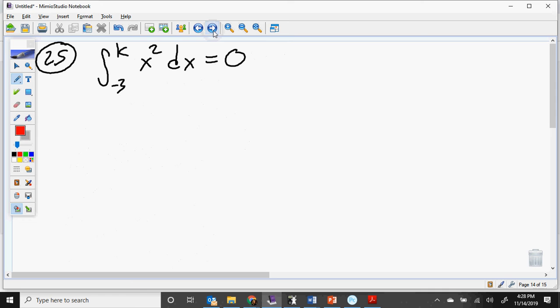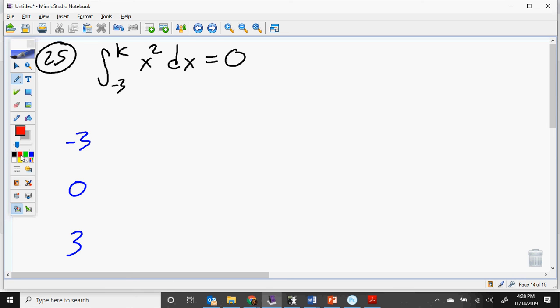Alright, this one's a little different. We're telling you that this integral equals 0, and we're trying to figure out which values of k would make it equal 0. And if I look at my answer choices, there's really only 3 values that are possible: negative 3, 0, and 3. And they give me some different combinations of those. But those are the 3 different values.